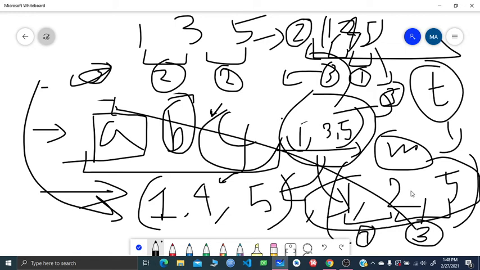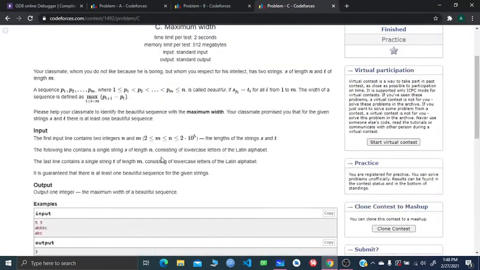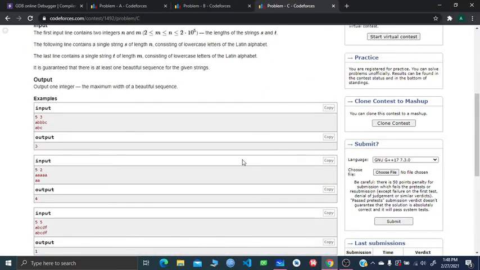Now, all possible beautiful sequences are 3, but out of these 3 beautiful sequences, which of those gives me the maximum width? The sequence which has the width of 3, obviously. So that's why the answer will be 3. That's exactly what we have to find out.